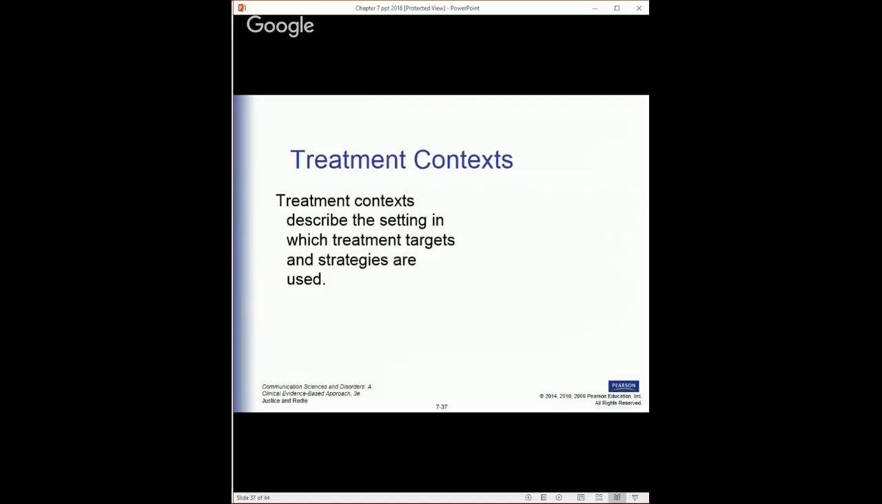Treatment contexts describe the setting in which treatment targets and strategies are used. They should include as many settings as possible to promote generalization of skills learned in treatment. That is the application of skills to many diverse settings. For instance, children may experience treatment targets and strategies at home with their parents, in the classroom with their teachers, and in a clinic setting with a speech language pathologist.